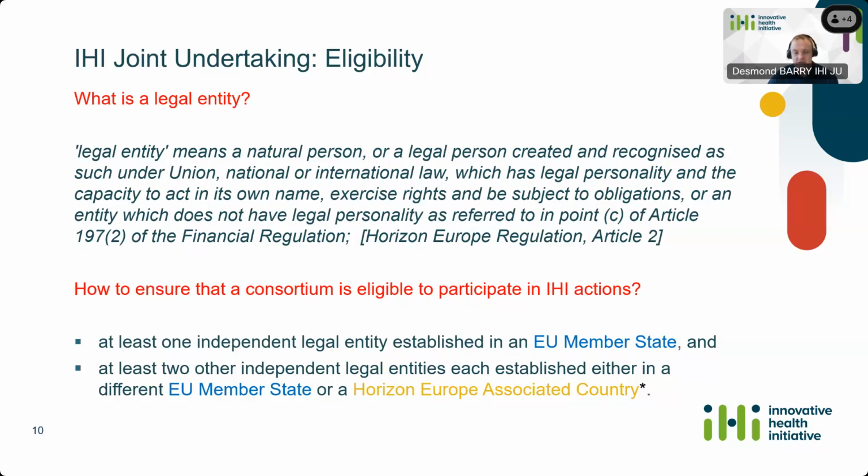Now, the states and the associated countries we're going to come to in a moment, just because we frequently get this question. When we talk about independent legal entities, what we mean there is that it would not be acceptable, for example, for three subsidiaries of the same large corporate group, even if they're in different countries, to basically say we are actually forming a consortium and therefore we have three legal entities and this should be the minimum requirements, right? That's not how it works.